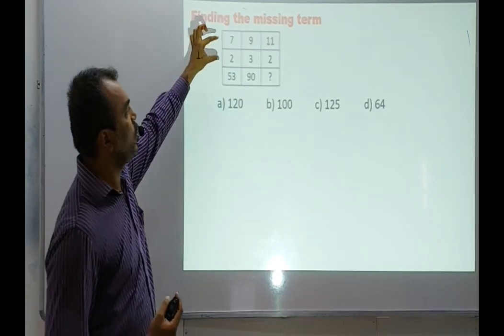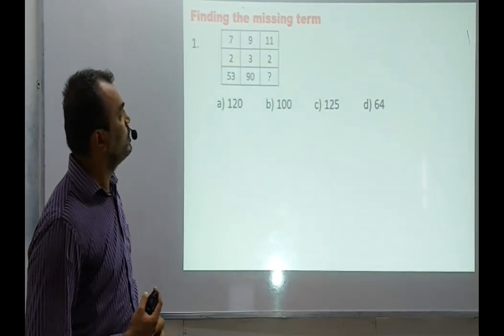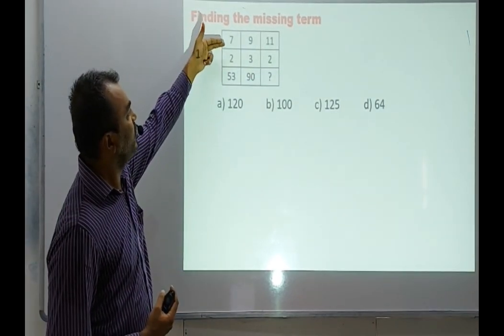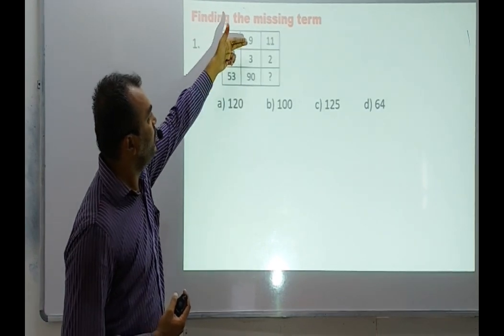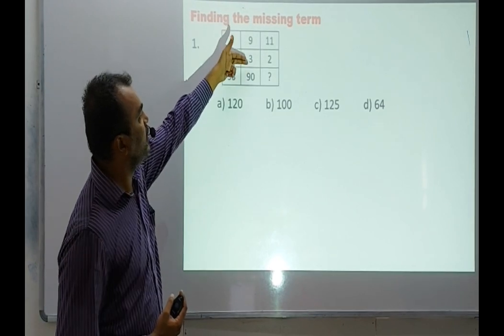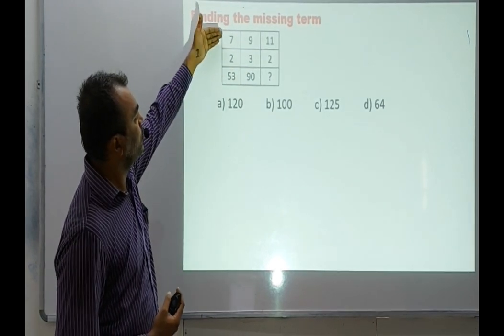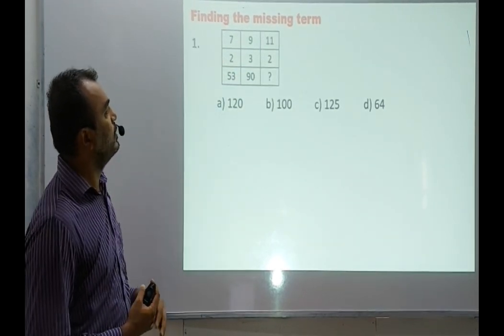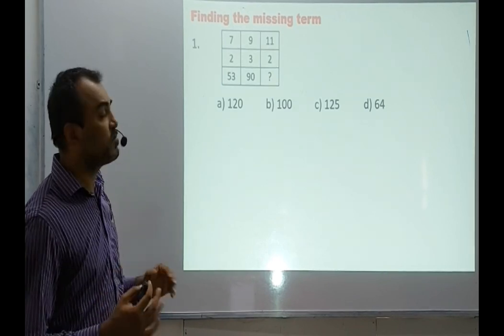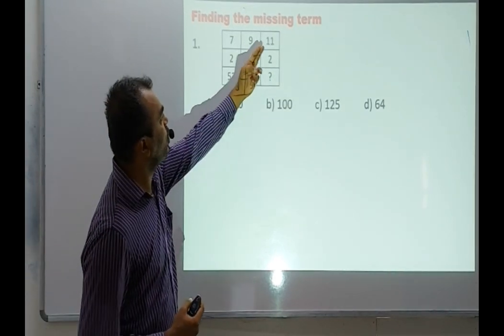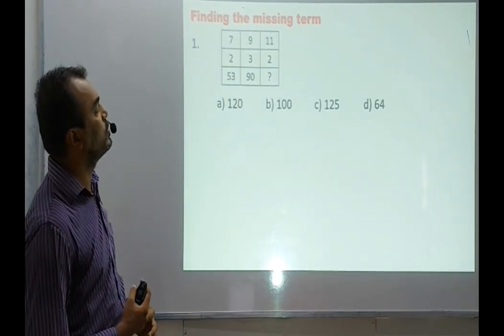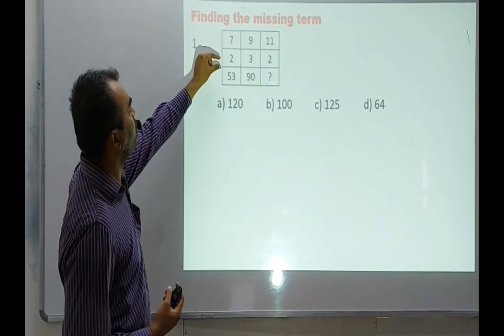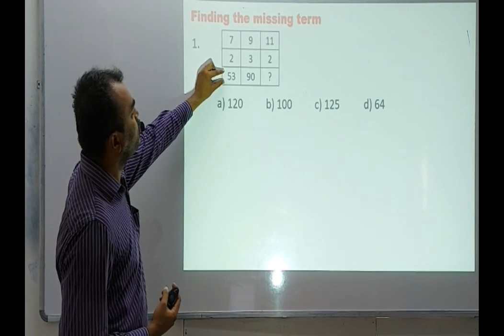So the logic is not moving horizontal. Vertical, 7 to 53: bigger, smaller, bigger. 9, 3, 90: bigger, smaller, bigger, right? So the logic moves vertical. At least first we found out that the logic is not moving horizontal, it is moving vertical. You have to first figure that out. Now 7 and 2 are smaller numbers, and 53 is quite a big number.